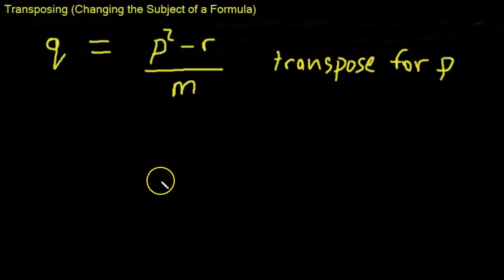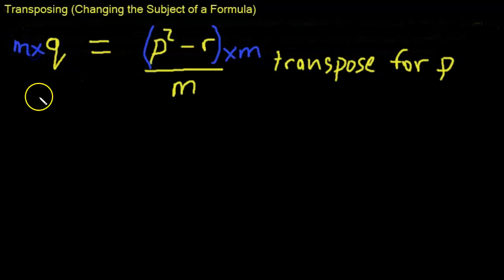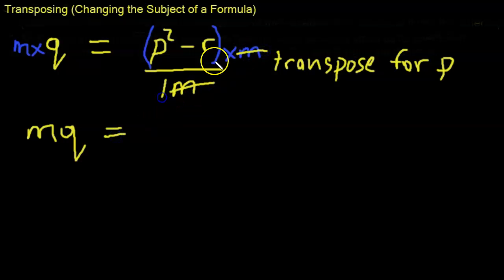Okay, here we have another one. So we're asked to transpose for P, or make P the subject. So we can multiply both sides by m. So we times this side by m. And then we'll make it important. And we times the other side by m. So m times q is mq. And m into m was one time, right? So here we just have p squared minus r.